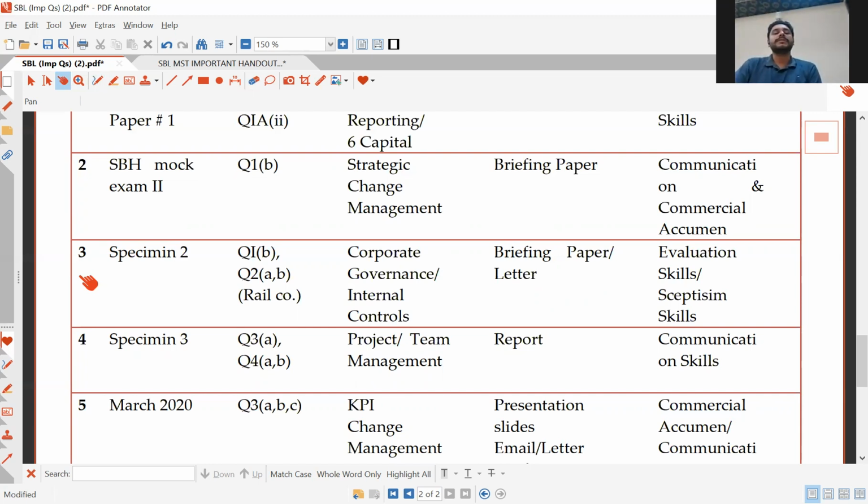That's specimen number 2. The fourth question that will help you in clearing the examination is on communication skills, and the format goes with the report format. The topic that you would want to revise is project team management, and you can go to specimen number 3, question number 3A and 4A.